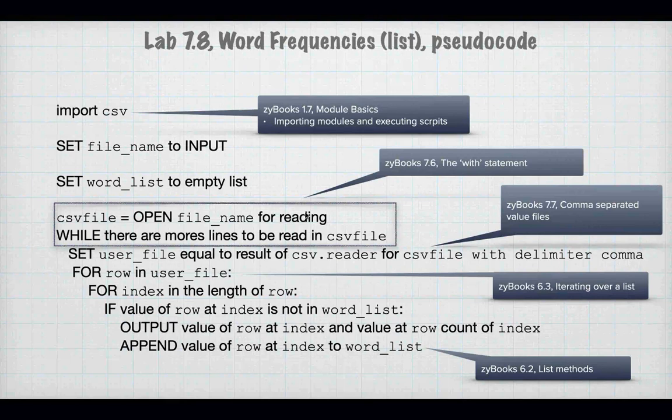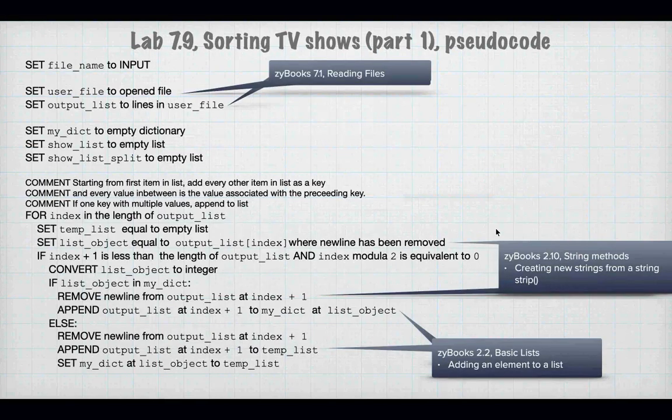These two lines are really the with statement. So once it's open, where there are more lines in the CSV file, we're going to set the user file to CSV file with delimiter comma. So this is our row and user file for index and length of row. If the value of row at index is not in the word list, then output the row and then append it. And this just shows you the list method. So this is very similar to what we looked at before.